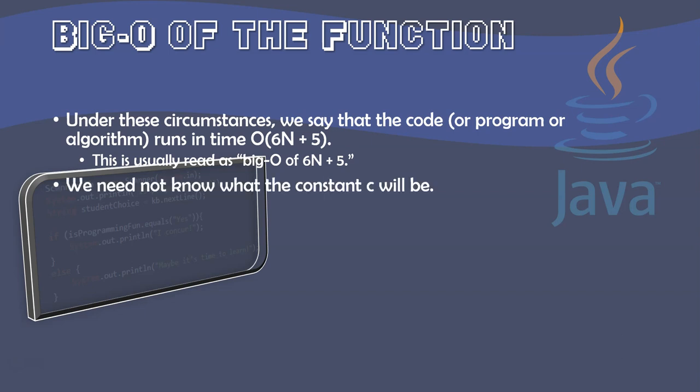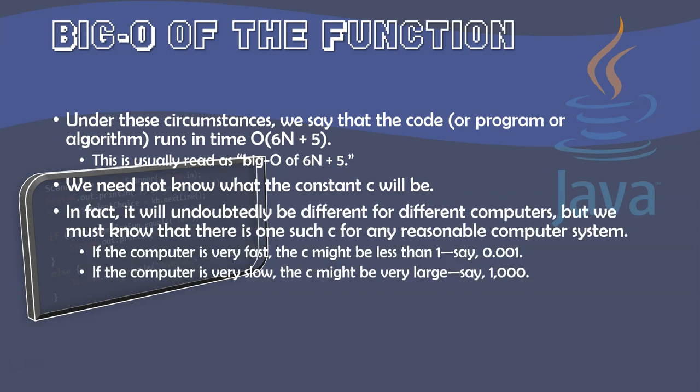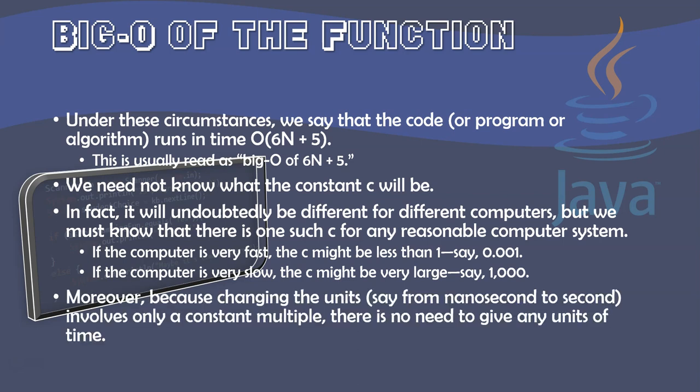We don't necessarily need to know what that constant will be, because the constant is not necessarily important in the big picture. While it might be undoubtedly different for different computers, we must know there's one constant c for any such reasonable computer system. If it's very fast, c might be less than 1. So let's just say 0.001. All right, that's not going to affect that algorithm quite as much. If it's very slow, c might be very large. Let's say 1,000. Obviously, that's going to have a different kind of play in it.